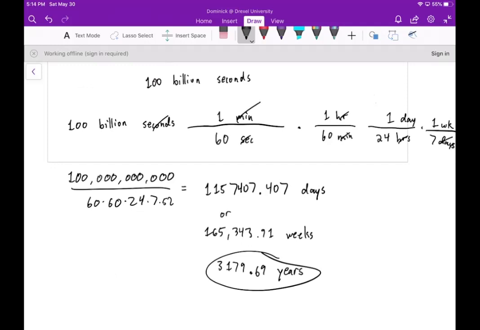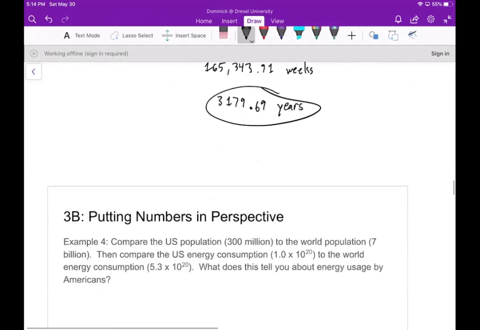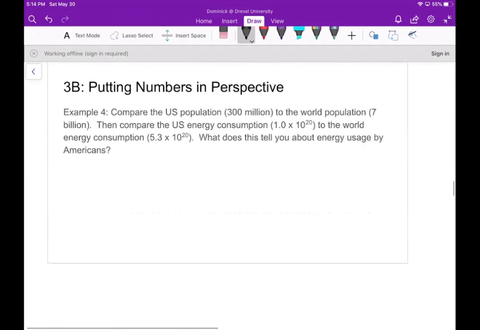All right, so you can sort of have fun with that example, but that just goes to show you how much money $100 billion really is, right? It's just quite an extraordinary amount of money. Okay, so let's move into another example.